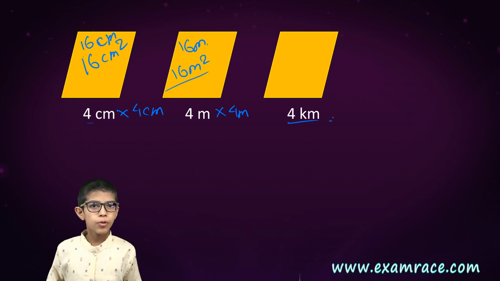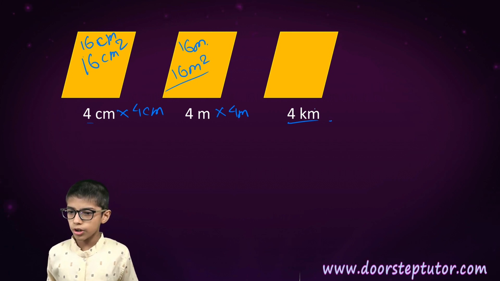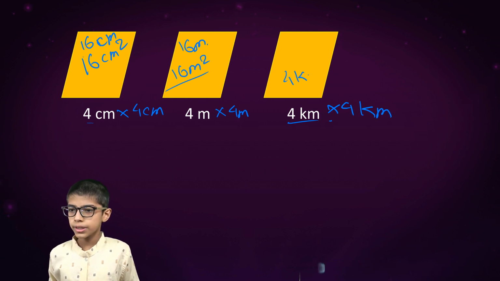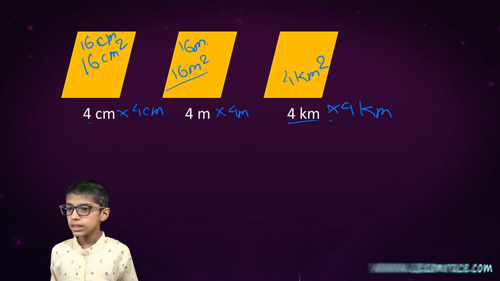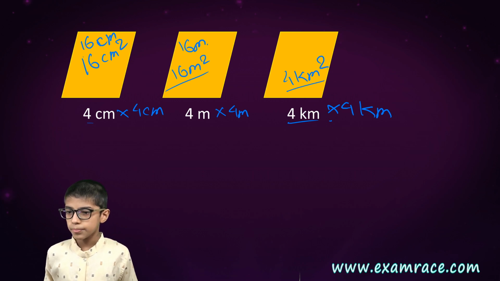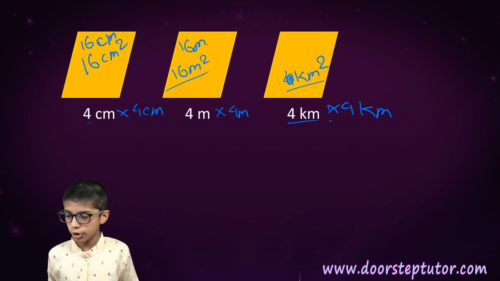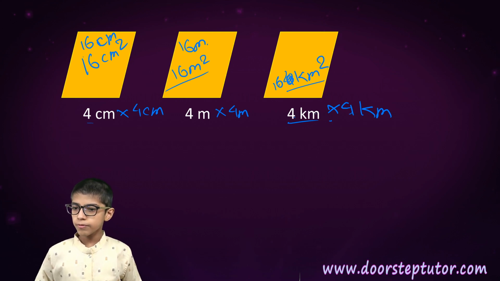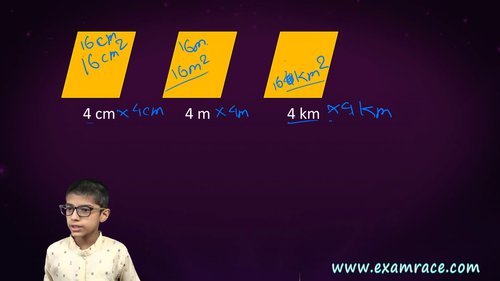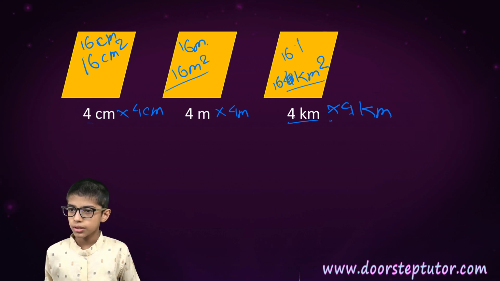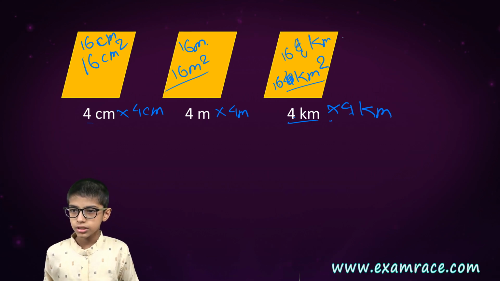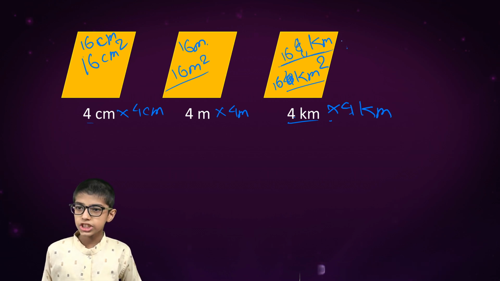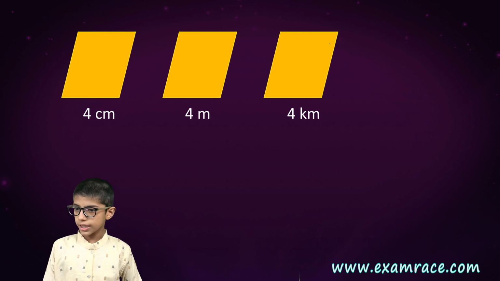Then 4 kilometer is one side. Therefore, 4 kilometer into 4 kilometer, which makes... sorry, not 4. It would be 16 kilometer square, as 4 into 4 is 16. This is the area. Then 4 kilometer into 4, which gives us 16 kilometers. So it was very simple. 16 kilometers is the perimeter here.